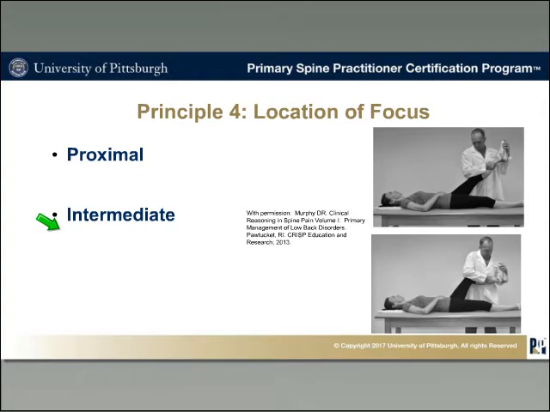Second is intermediate maneuvers, and this is where the focus of the maneuver is somewhere in the middle section of the neural structure. In this case, is an example of mobilizing the nerve roots by utilizing the sciatic nerve, and here it involves moving at the knee. So the lower extremity is extension and flexion at the knee, which helps to mobilize the sciatic nerve and ultimately mobilizes the nerve root.